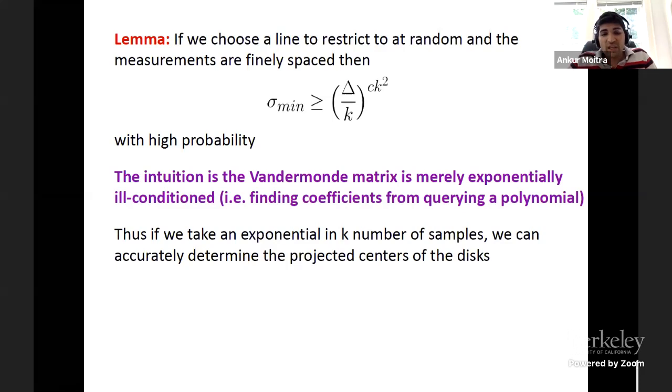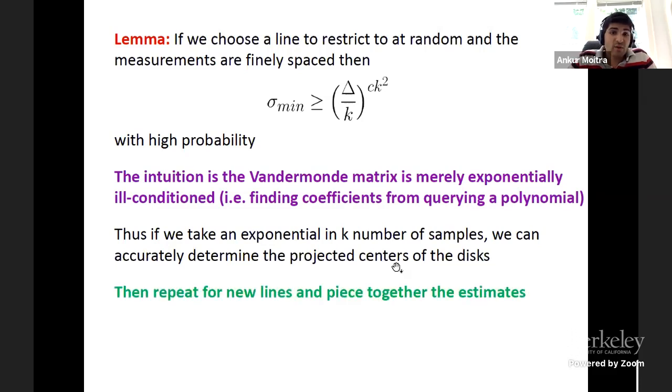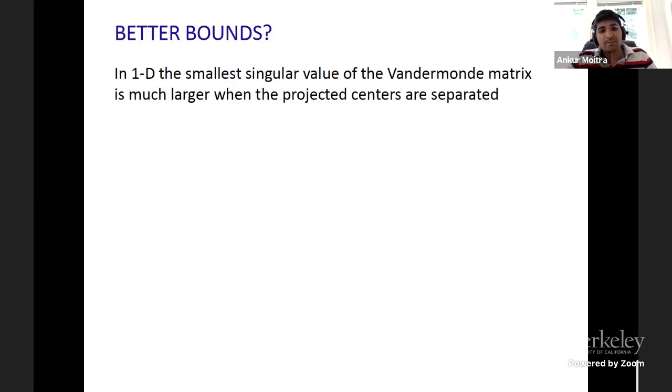So what this lemma means for us is that we can try that strategy. We take our mixture of Airy disks, we try a line, and we project onto that line, and we get an algorithm with exponential in k running time and sample complexity to learn the locations of the projections of the centers. And the way you can piece together where the centers are in 2D is to just try another line and stitch together which centers correspond to which projections.